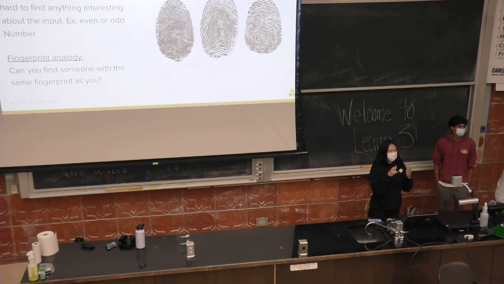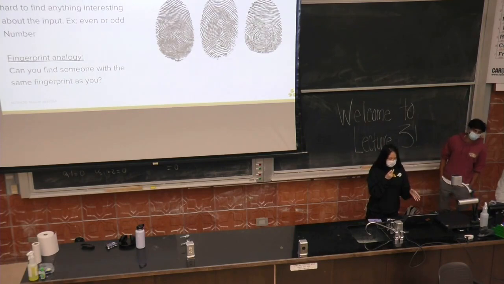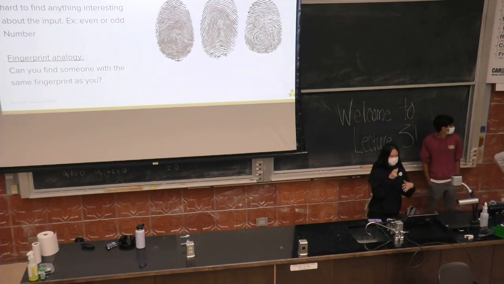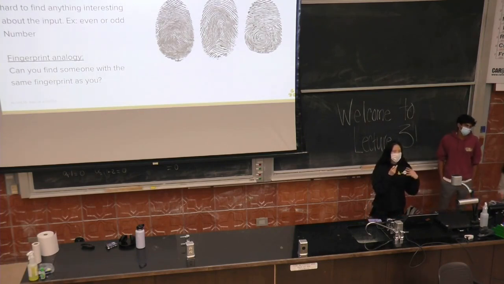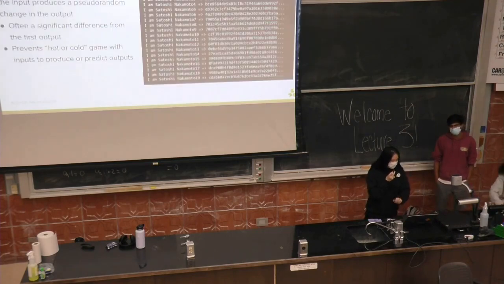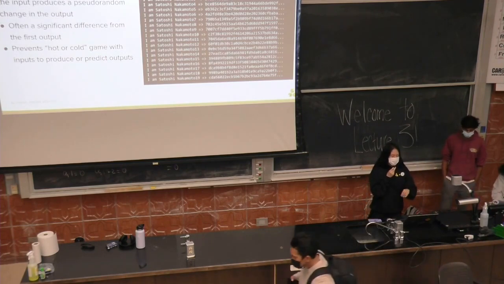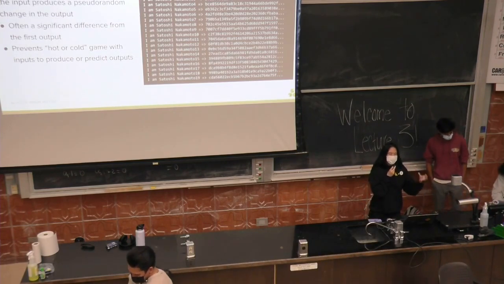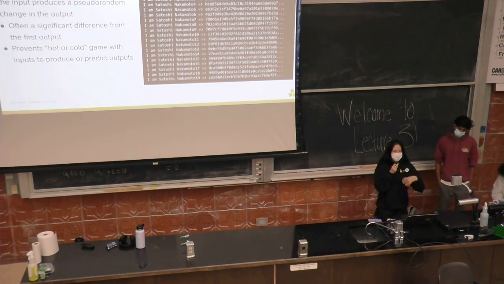Lastly, it has to hide information. So given the output, you cannot find out anything about the input, for example, if it's an even or an odd number. Also, a small change in an input should produce a very random output, so you can't find some sort of pattern about the input.